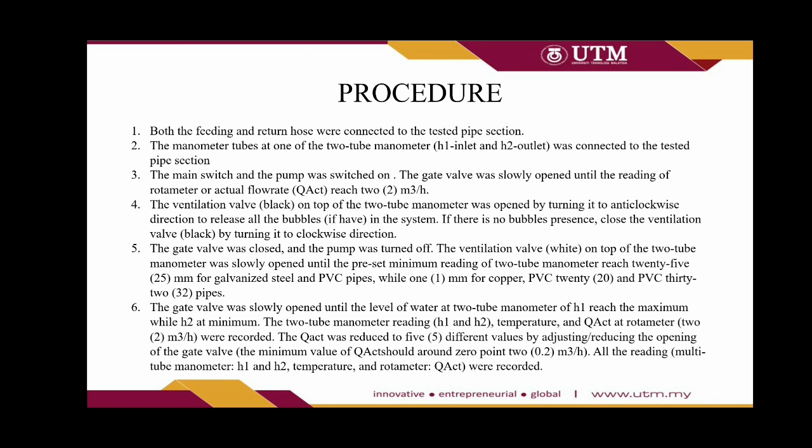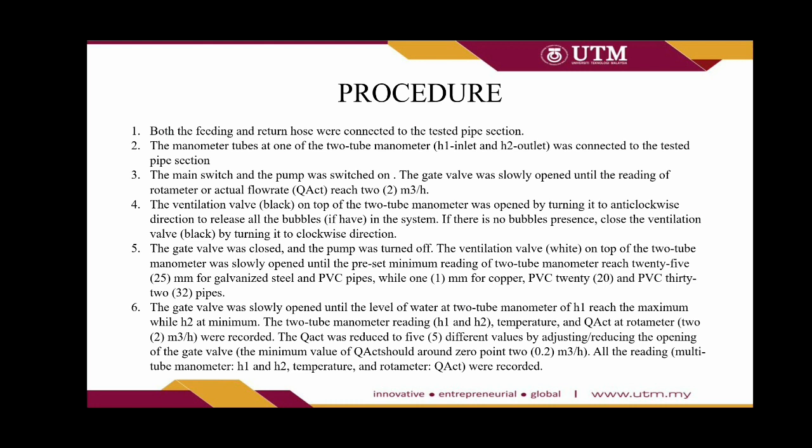Fifth, the gate valve was closed and the pump was turned off. The ventilation valve on top of the 2-tube manometer was slowly opened until the preset minimum reading of the 2-tube manometer reached 25 mm for galvanized steel and PVC pipe, while 1 mm for copper, PVC 20 and PVC 32 pipes. The gate valve was slowly opened until the level of water at the 2-tube manometer of H1 reached the maximum while H2 at minimum. The 2-tube manometer readings H1 and H2, temperature, and QH at the rotameter were recorded.